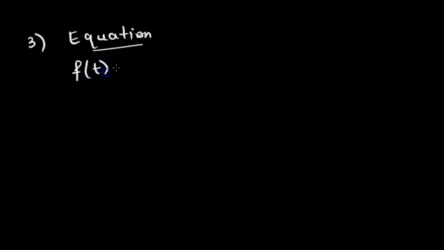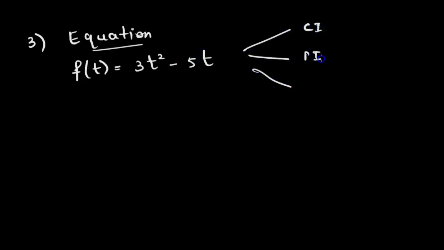Now let's see if we're given the question in the form of equations, and the equation that we have is f(t) equals 3t squared minus 5t. We discussed earlier that this can be done through 3 ways. One is centered interval, one is preceding following interval, and one is difference quotient. So let's go over each method one by one.